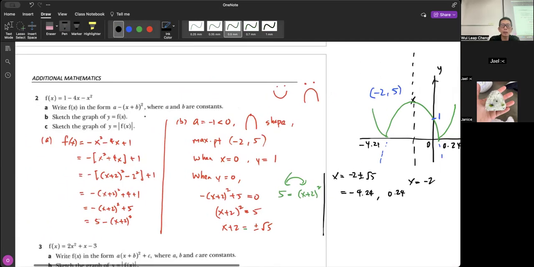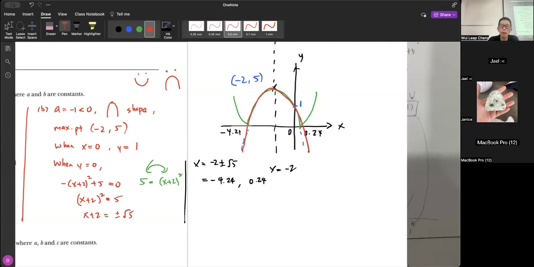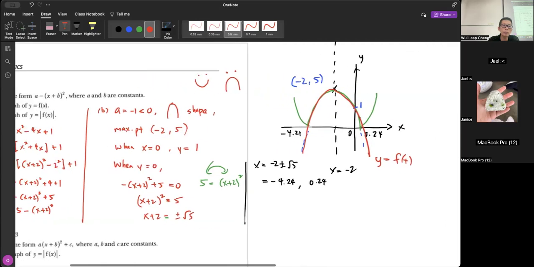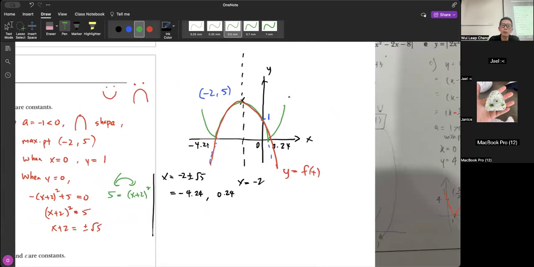One more time. There are two graphs that you have to draw. One is this one, the original graph. The green color one is the modulus graph, modulus f(s).